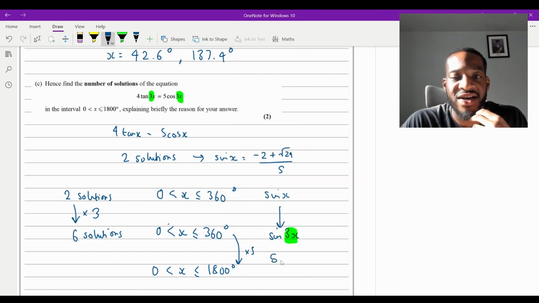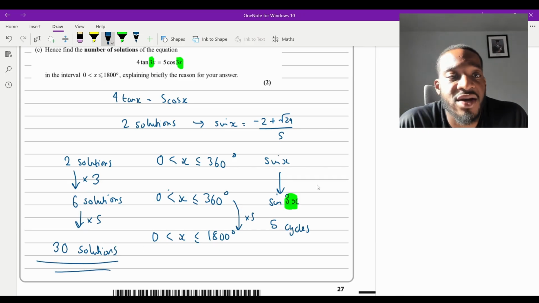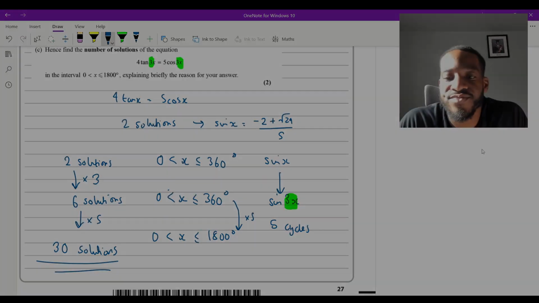There's going to be 5 cycles of this. So therefore, we're going to times the amount of solutions by 5. 6 times 5 is 30. So therefore, there will be 30 solutions. And that's it. And that will give all the marks for this question.